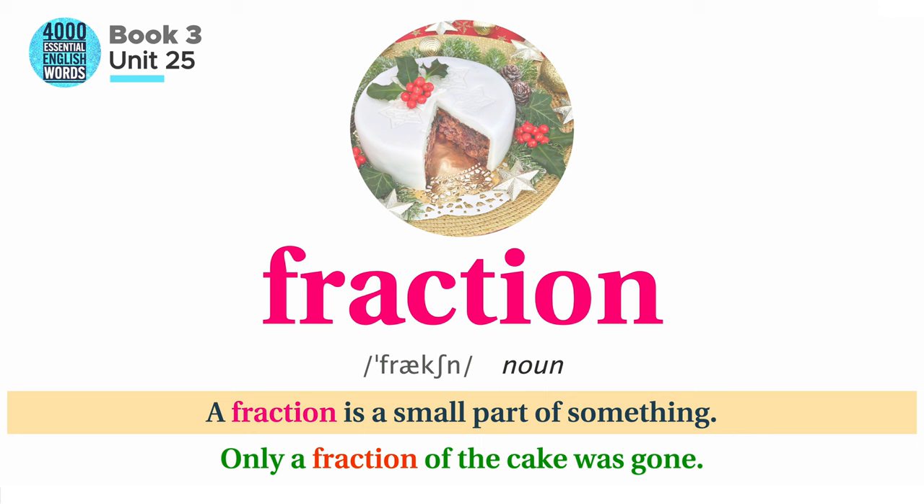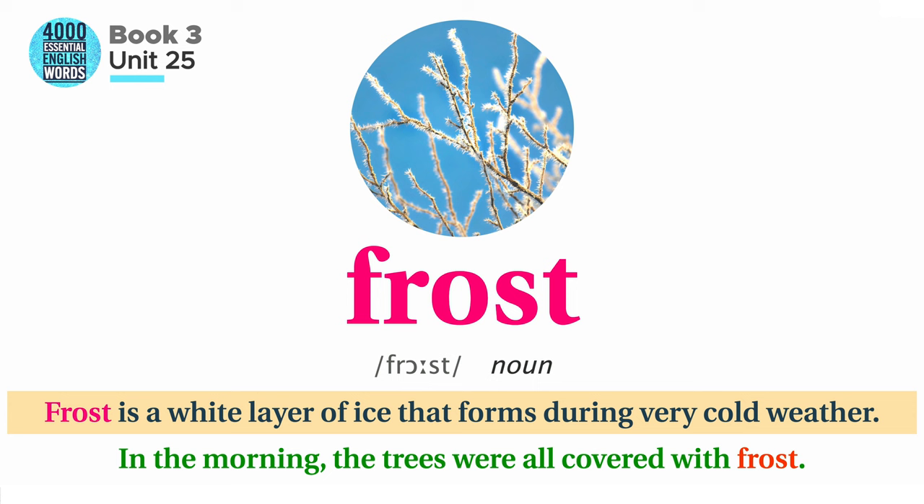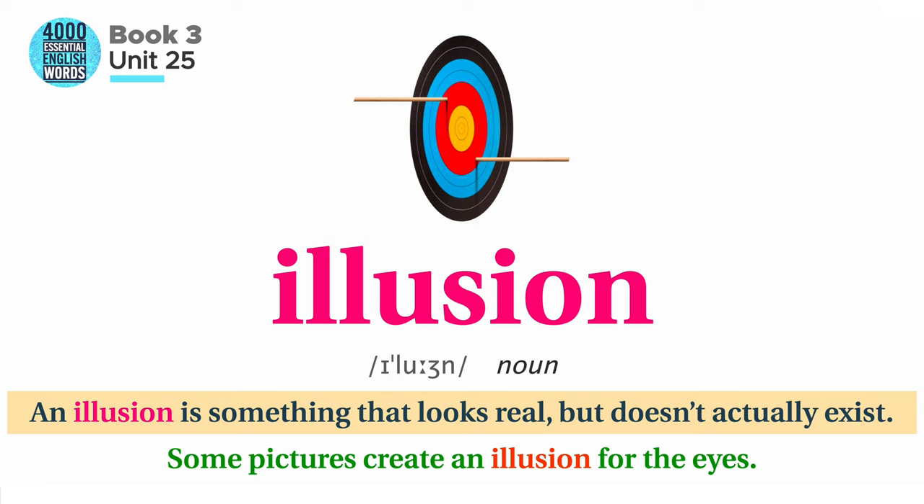Fraction. A fraction is a small part of something. Only a fraction of the cake was gone. Frost. Frost is a white layer of ice that forms during very cold weather. In the morning, the trees were all covered with frost. Illusion. An illusion is something that looks real but doesn't actually exist. Some pictures create an illusion for the eyes.